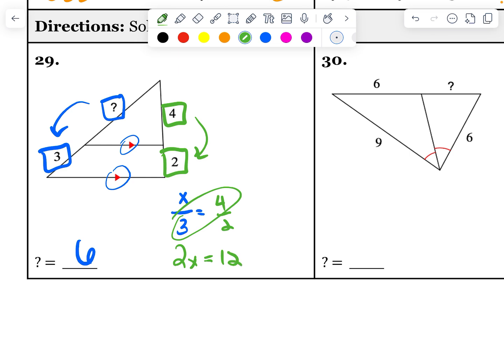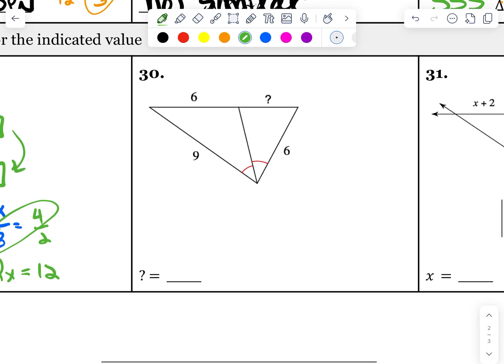2x equals 12, x equals 6. Gorgeous. You don't have to do part to whole. You can do part to part when you have those parallel lines, which is kind of nifty. Alrighty, so again, part to part, part to part.